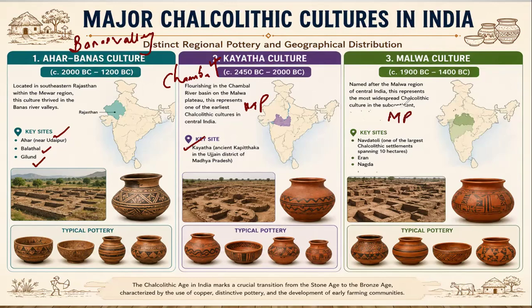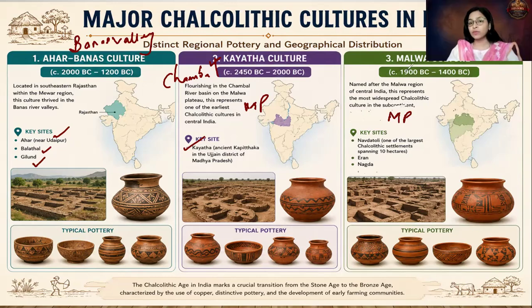The important sites of this Malwa culture are Navda Toli. Navda Toli is one of the largest Chalcolithic settlement sites, so do remember this, spanning up to 10 hectares. Then the second important site is Iran, and the third is Nagda. So please remember all the sites of the Malwa culture: Navda Toli, Iran, and Nagda.